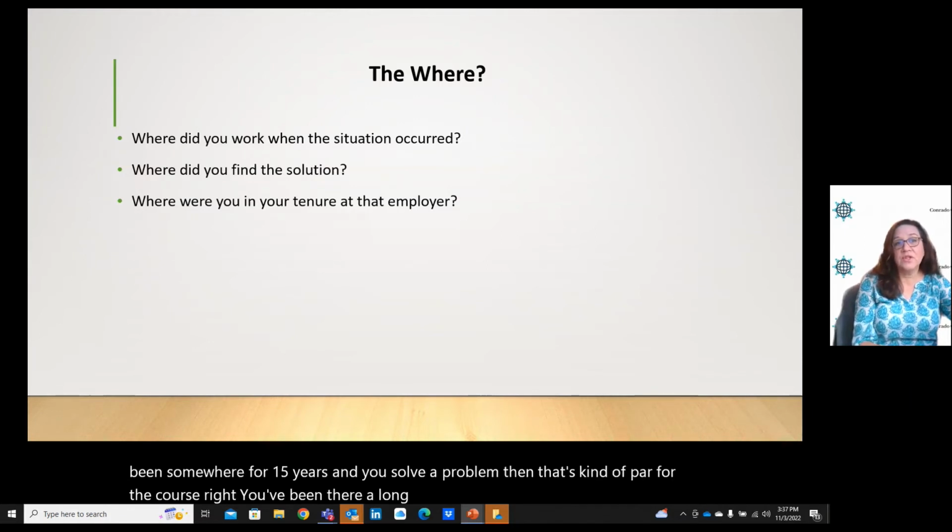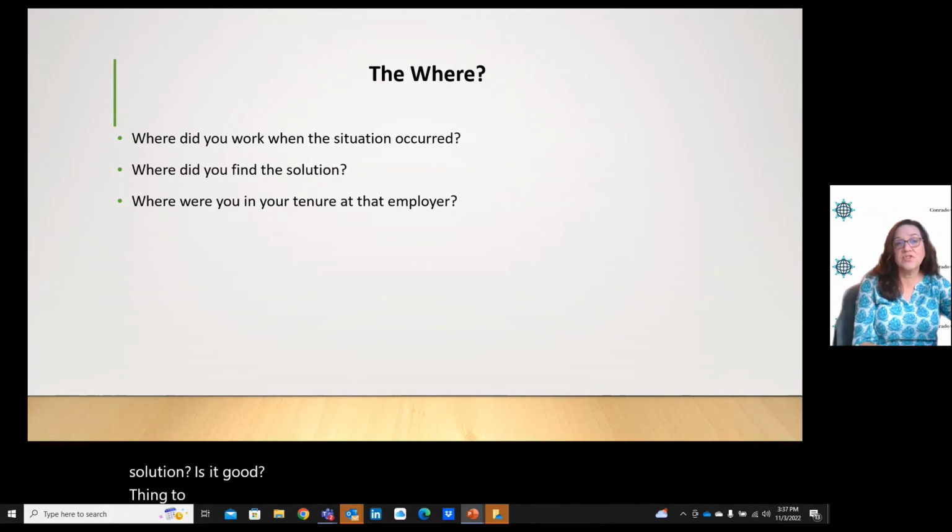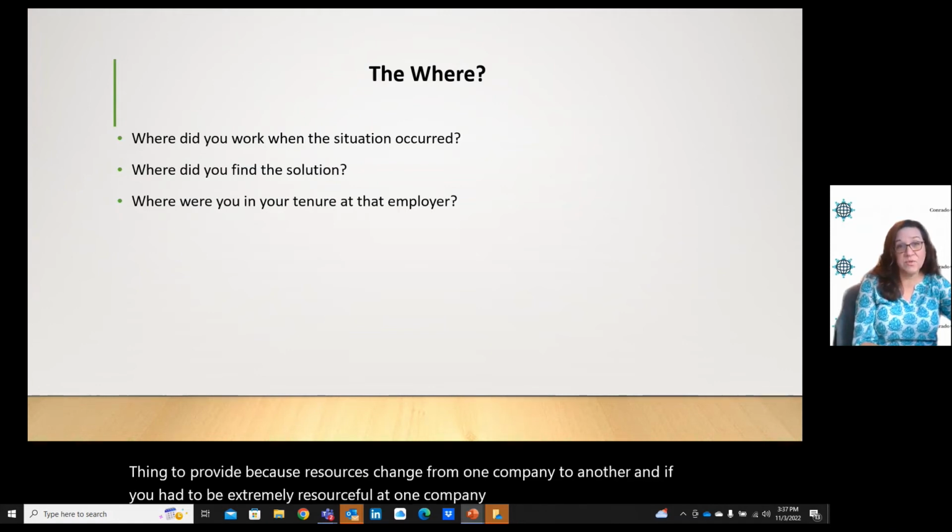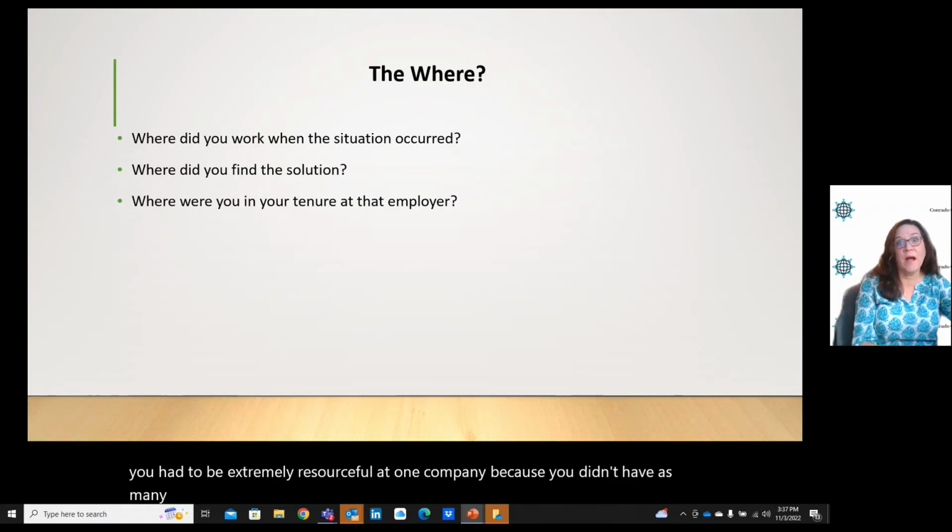Where did you find the solution is a good thing to provide because resources change from one company to another. And if you had to be extremely resourceful at one company because you didn't have as many resources, that would be a better opportunity to describe your problem solving abilities and how you can think on your feet.